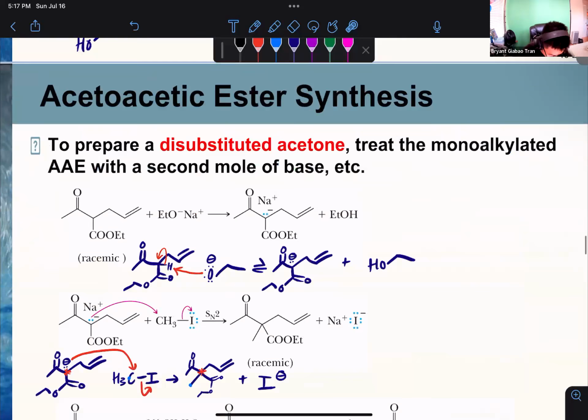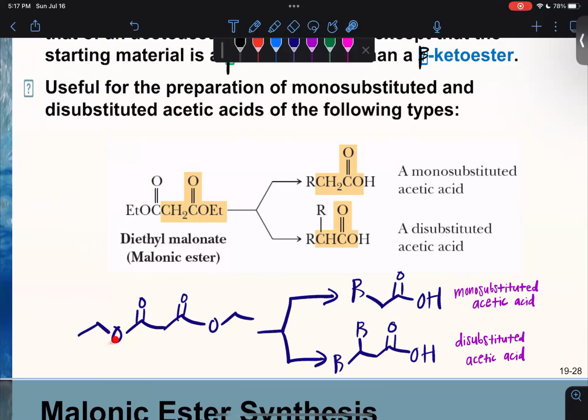Before, you know how we didn't have this OR group? Now we have that OR group giving us two esters here. And it's not always going to be symmetrical. Yeah, it's not always going to be symmetrical. That's right.